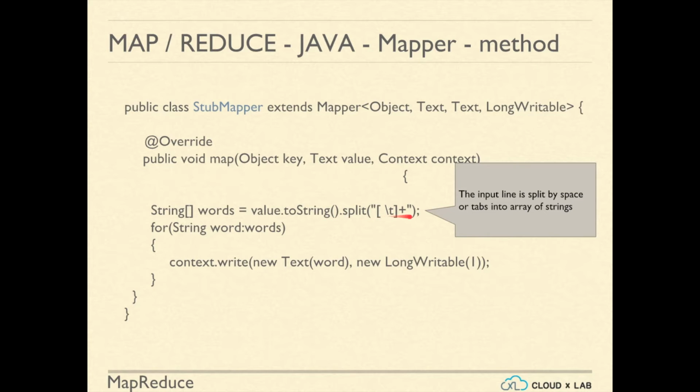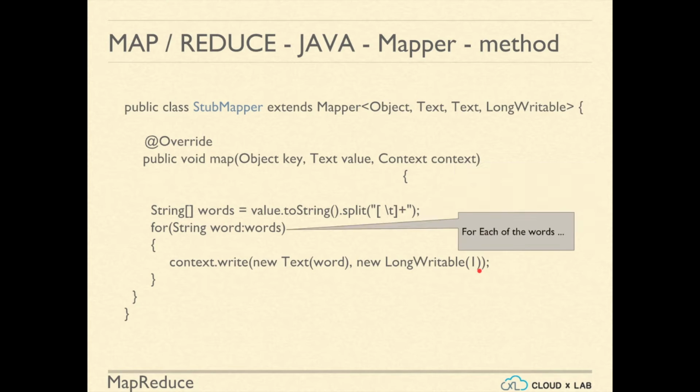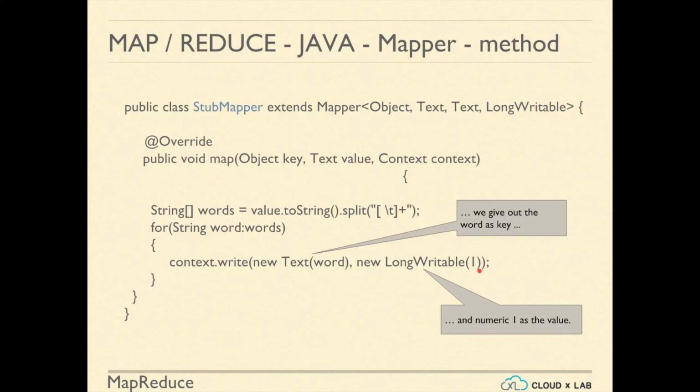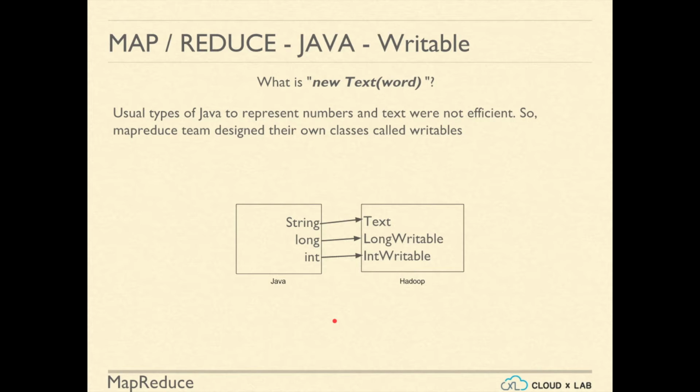First, we split the input line by space or tabs into an array of strings. Then for each of the words, we give out word as the key and numeric 1 as the value. While giving out the key and the value to MapReduce via context, why are we writing new Text(word) and new LongWritable?